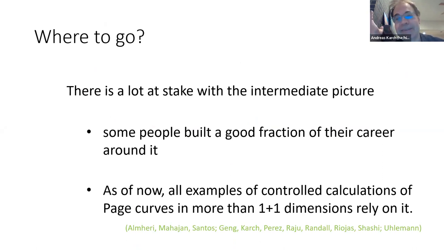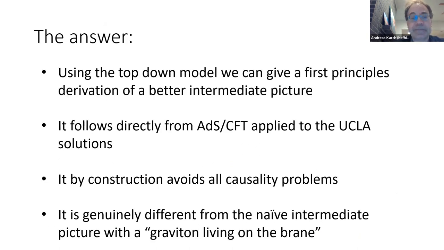No, let's just declare the intermediate picture dead and move on. No, there's a lot of writing on this, for some people more than for others, but also, in some recent discussions, people like Page curves and people calculate a lot of Page curves. Many of them work nicely in 1+1 dimensions, but all the examples of Page curves that people got in more than 1+1 dimensions relied on this intermediate picture interpretation of the Randall-Sundrum brane. And it would be a pity if we would have to give this up, right? We really want to use double holography to study Page curves. So let's see whether we can do any better. What I'm about to present to you in my last 20 minutes is a way of making this work, of giving you a well-defined intermediate picture.